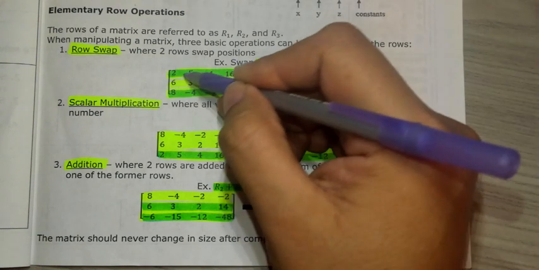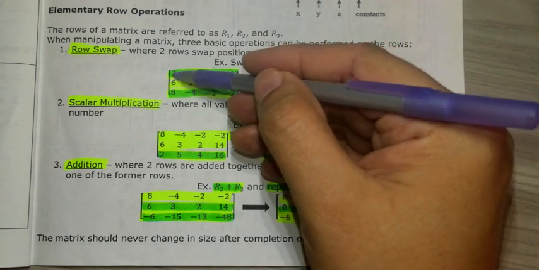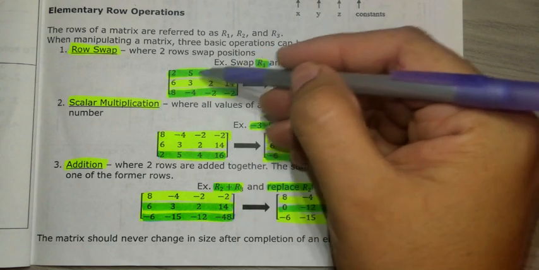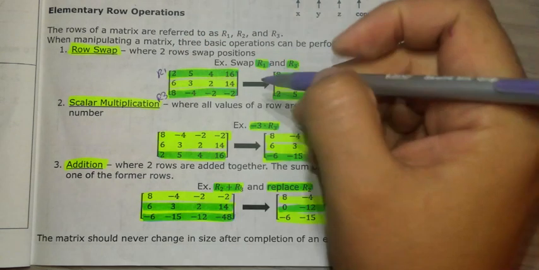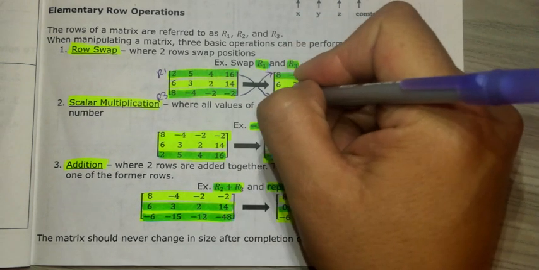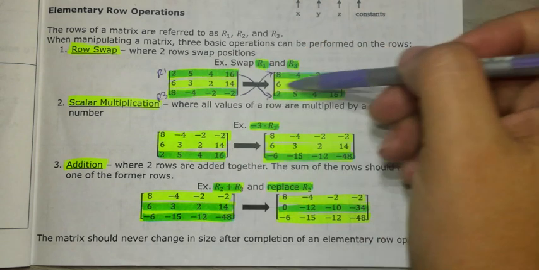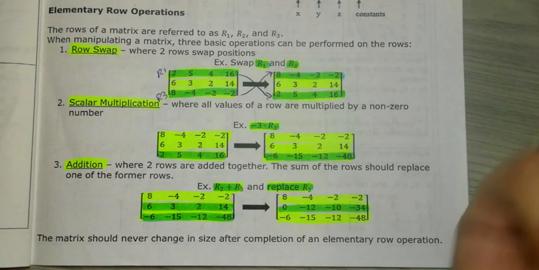that we have. For example, this says swap row 1 and row 3. So this is the original matrix, and row 1 is the top, row 3 is the bottom, and they're going to swap. So now this goes to the top, this goes to the bottom, and the middle row stays the same. So this is just a simple example of swapping rows.